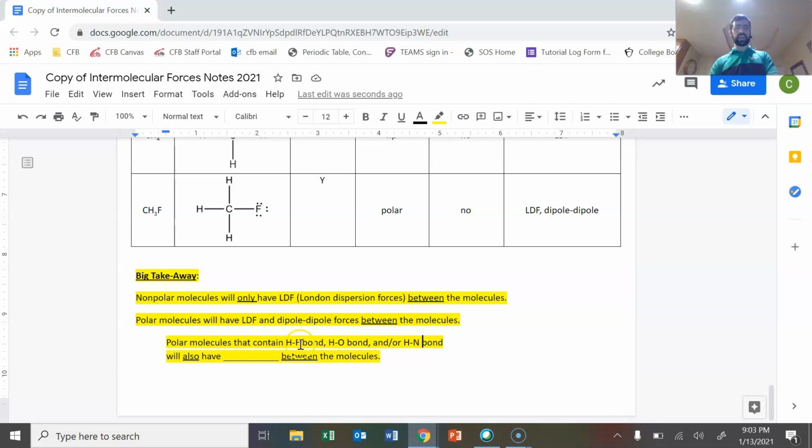But a bond between H and F, H and O, or H and N will also have what we call hydrogen bonds between the molecules, in addition to the other two intermolecular forces, LDF and dipole-dipole.